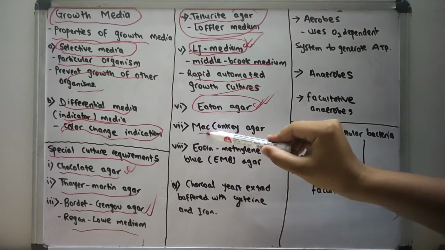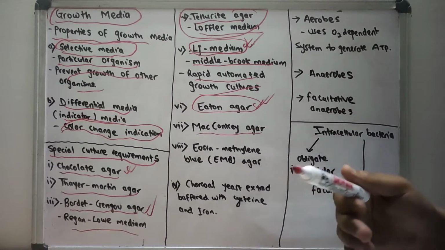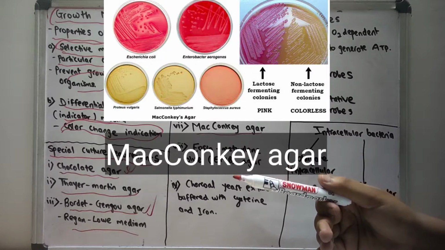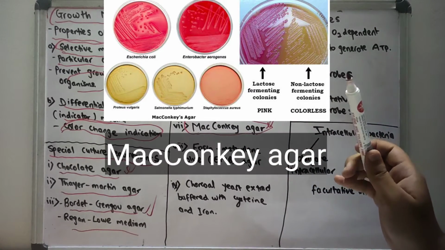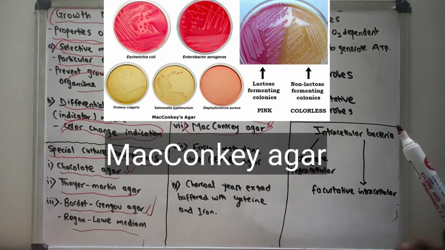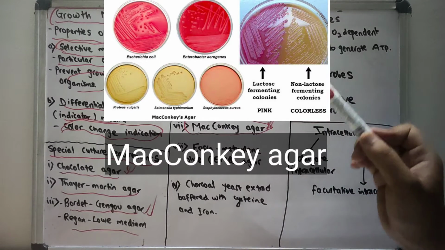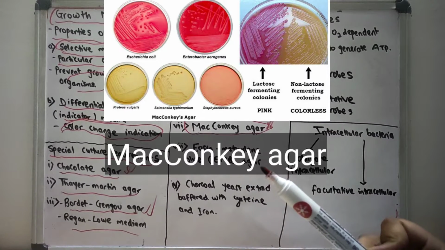Now let us talk about the MacConkey agar. The MacConkey agar specifically allows the growth of gram-negative rod-shaped organisms. That means the lactose fermenting enterics are cultured in the MacConkey agar. The fermentation produces acid that causes colonies to turn pink. So as I have already said, the MacConkey agar contains a pH indicator, and a lactose fermenter like E. coli will convert the lactose to acidic metabolites, which changes the color to pink.